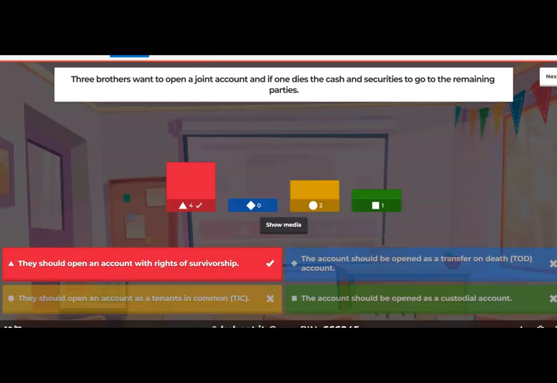They want to own it together. Not a tenants in common account, because then if one of them dies, that person's portion transfers to his or her estate, goes through probate, and ultimately to that person's heirs. But it doesn't have to do so here with the rights of survivorship. A custodial account is for a minor, and they must be of legal age if they want to open joint accounts.